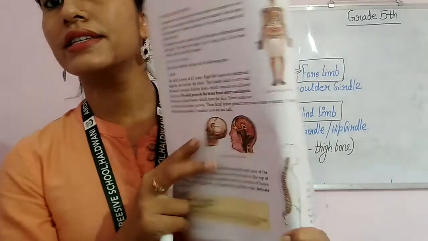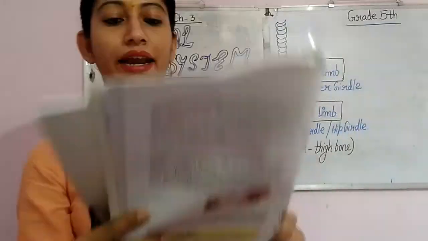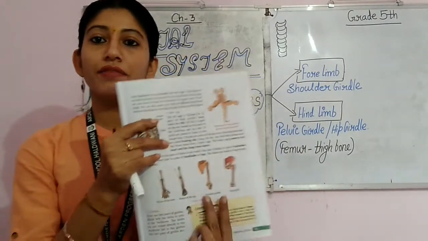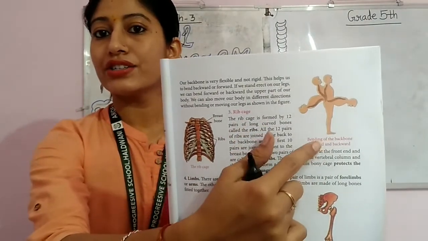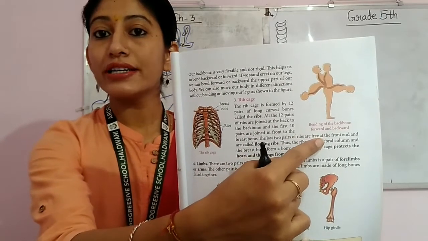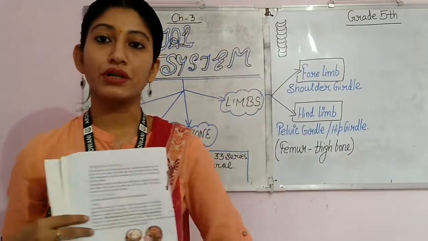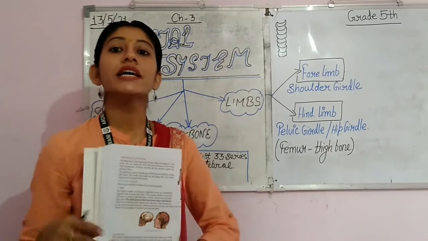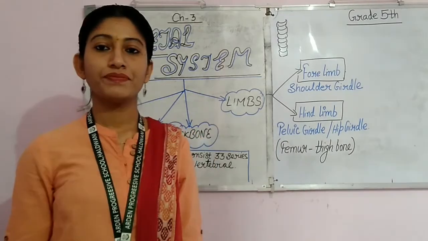Are you able to see this? This is the vertebral column or the backbone. As I told you, our vertebral column is not rigid, so you can see that such types of movements we can make with our body. And how is it possible? It is possible because the backbone or the vertebral column of our body is flexible.